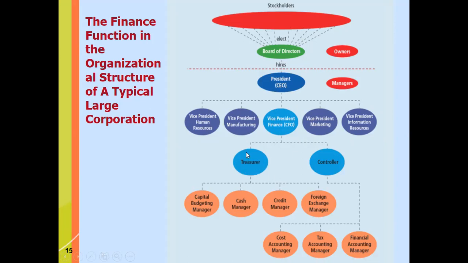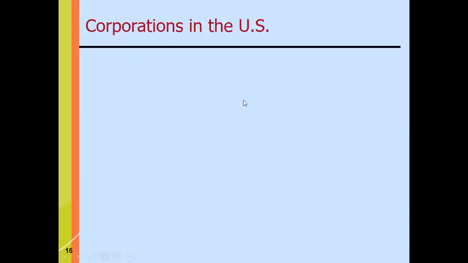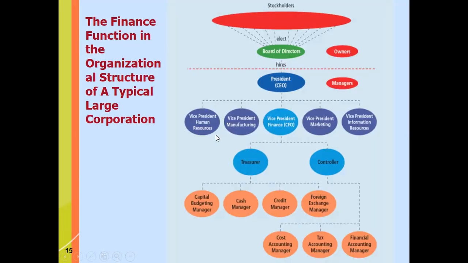Then under the finance, we have the treasurer and controller. How do they differ? The treasurer would normally be focused on the assets or economic resources of the business, so how they have to be managed. But the controller normally would be focused more on financial accounting and reporting and the record keeping, especially for financial accounting purposes. So that's why we have under the treasurer the capital budgeting manager, then cash, credit, and foreign exchange.